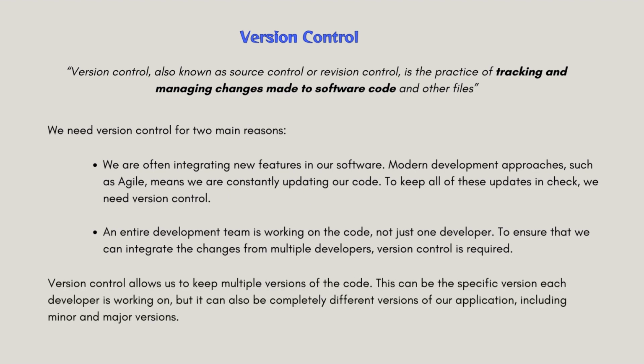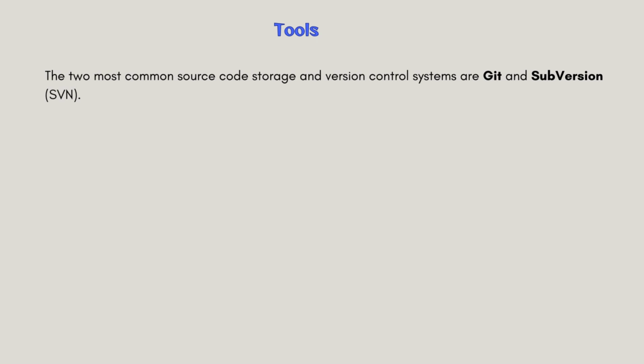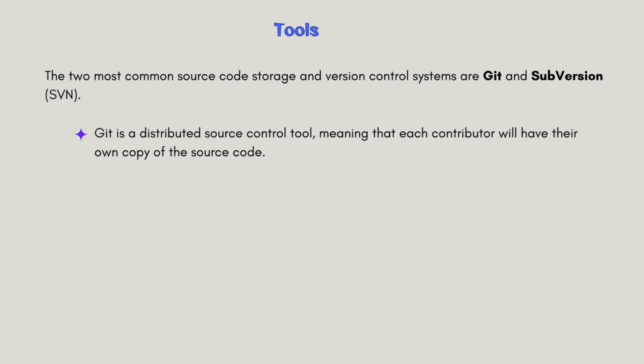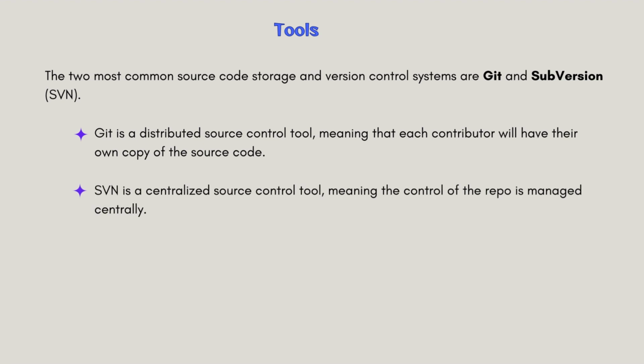Version control allows us to keep multiple versions of the code. This can be the specific version each developer is working on, but it can also be completely different versions of our application, including minor and major versions. Tools. The two most common source code storage and version control systems are Git and Subversion. Git is a distributed source control tool, meaning that each contributor will have their own copy of the source code. SVN is a centralized source control tool, meaning the control of the repo is managed centrally.